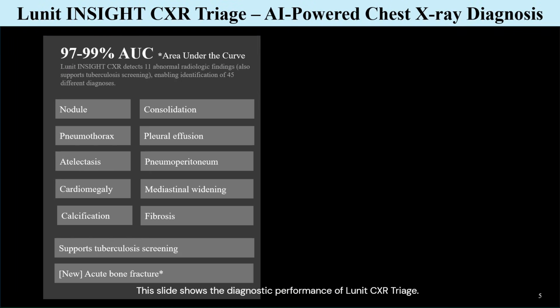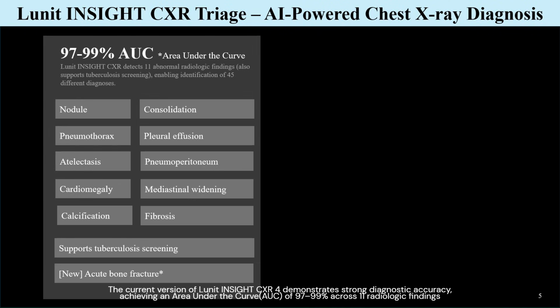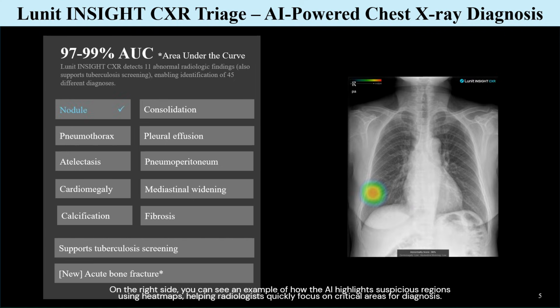This slide shows the diagnostic performance of the Lunit INSIGHT CXR. The current version, Lunit INSIGHT CXR 4, demonstrates strong diagnostic accuracy, with an area under the curve of 97 to 99% across 11 radiological findings. On the right side, you can see an example of how the AI highlights suspicious regions using a heat map, helping radiologists quickly focus on critical areas for diagnosis.